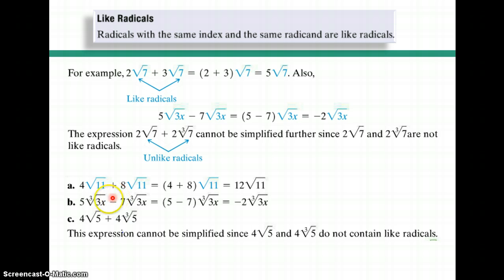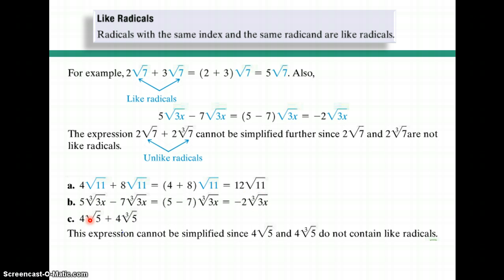In this radical expression, the radicand 3x and here also the radicand 3x. The index for this expression is 3. Here also the index for the expression is 3. So these two are like radicals, so we can subtract them, which is equal to 5 minus 7 times cube root of 3x, which is equal to minus 2 times cube root of 3x.